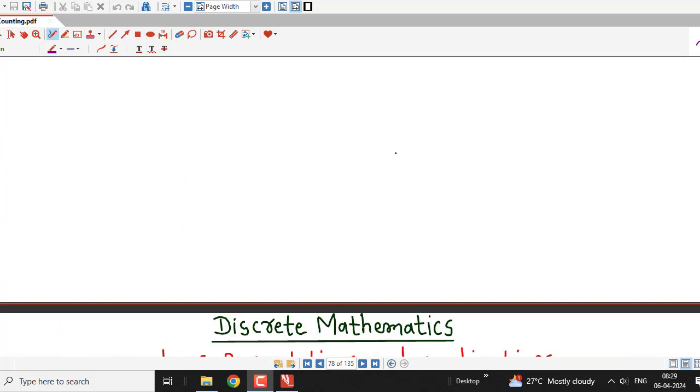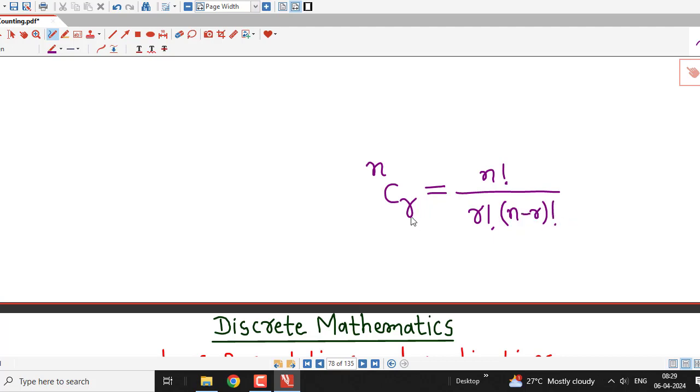The definition of combination which we have seen before this was taking the assumption that repetition of objects is not allowed, and if repetition is not allowed, then we have seen that the number of combinations of n objects taken r at a time is given by this formula n factorial over r factorial times n minus r factorial. But here we have taken the assumption that repetition of objects is not allowed.